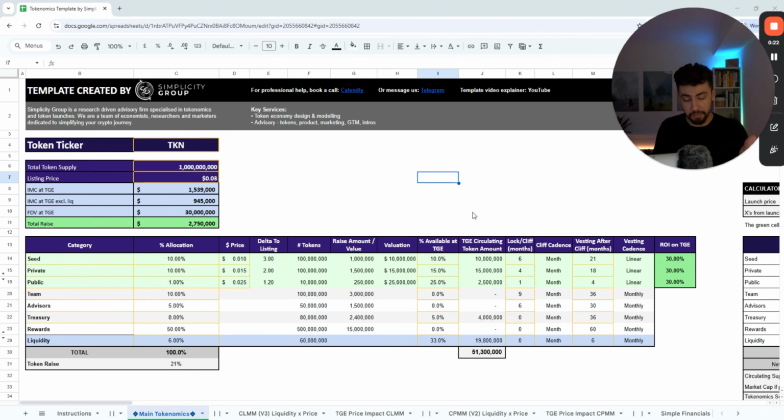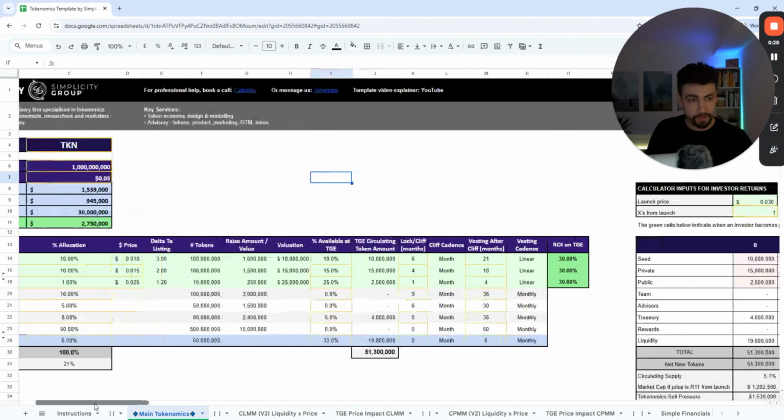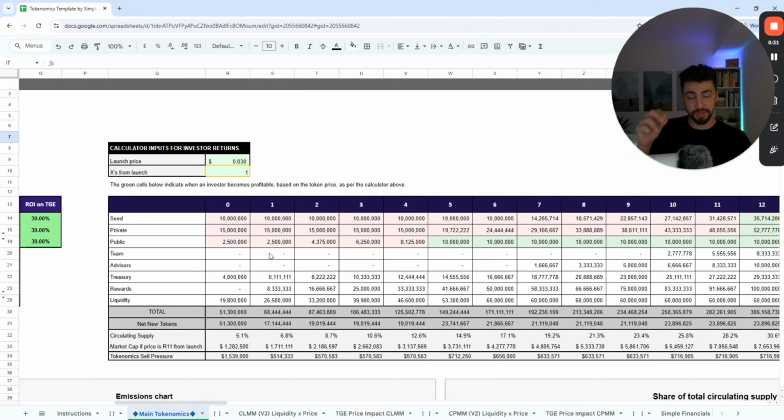Hey, Alex from after I already spent 20 minutes recording the video here, actually forgot to tell you about the very important part. So over here, we have the emissions. This is the month by month emissions of the tokens. And as you can see, it showcases, of course, the amount of tokens being unlocked. You have the circulating supply, the market cap, and the tokenomic sell pressure, which I explained a second ago.